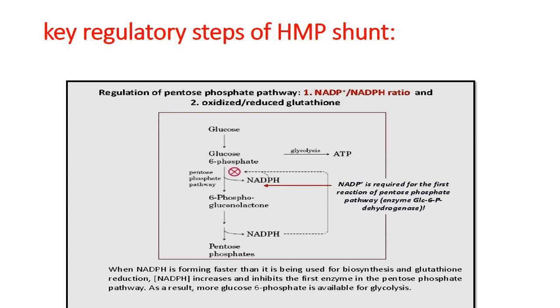Moreover, there is another important question: what are the other sources of cytosolic NADPH? Remember the mnemonic HIM: H for hexose monophosphate shunt, I for isocitrate dehydrogenase that is present in the cytosol, and M for the cytosolic malic enzyme. These 3, or rather 2 enzymes and 1 important metabolic pathway, are the important sources of cytosolic NADPH.